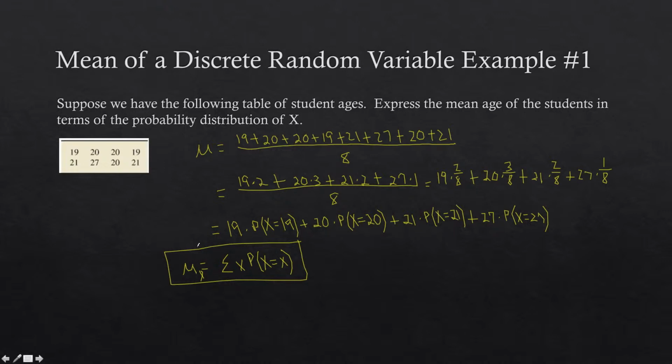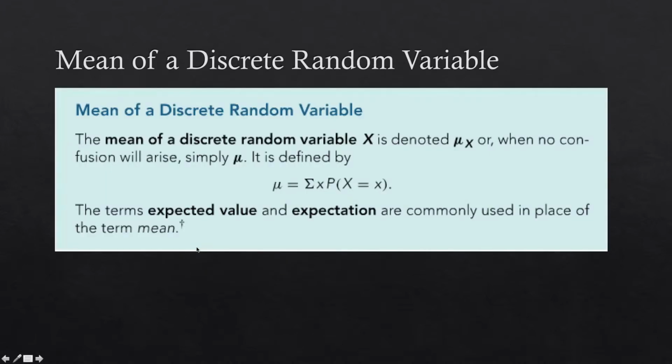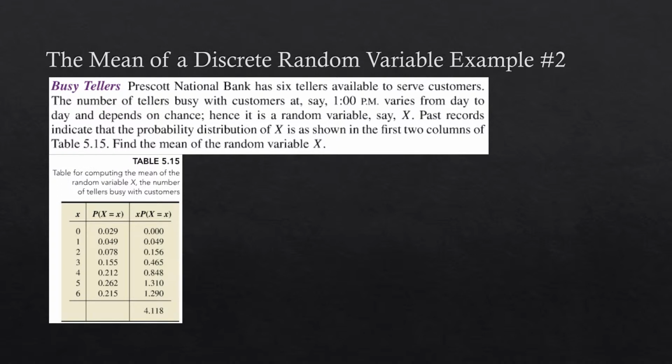All right, so at this point, this is the formula. We just proved the formula, so let's look at the next example. Well, there's the formula. Now, Prescott National Bank has 6 tellers available to serve customers. The number of tellers busy with customers at, say, 1 p.m. varies from day to day and depends on chance. Hence, it is a random variable. Past records indicate the probability distribution is shown below. Find the mean of the random variable x.